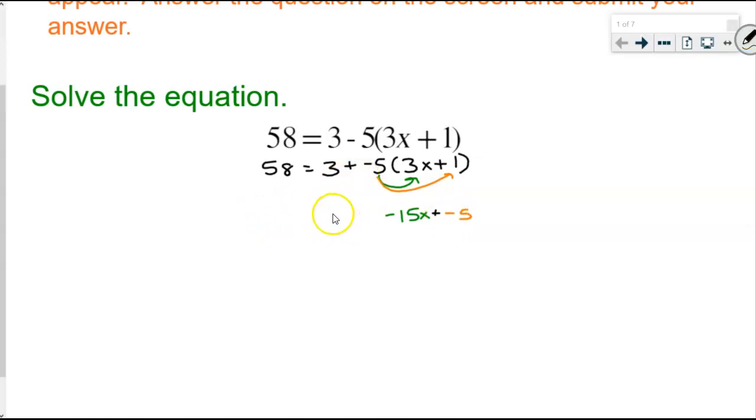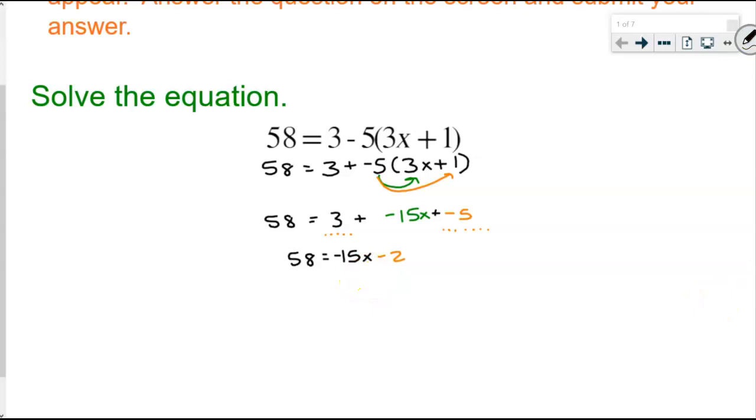And now we can bring down the 3 unit tiles plus those groups that have now been taken out of the groups. And now I can combine like terms where I have 3 positive unit tiles, 5 negative unit tiles. We're going to have a couple of 0 pairs, and that's going to leave me with 58 is equal to negative 15x minus 2. Again, 3 plus a negative 5 ends up being plus a negative 2 or minus 2.